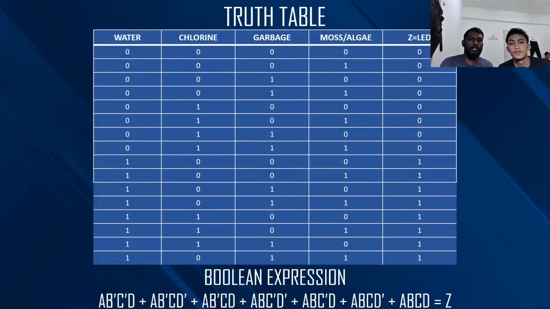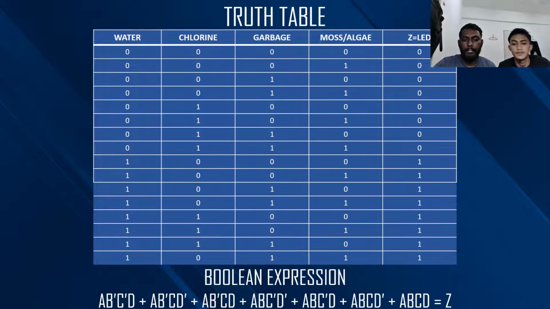So this is our truth table. We have 4 inputs, which is water, chlorine, garbage and algae, and the output is X, which is the alarm detector. So according to our project, the water will always be high, which is 1. So the alarm system will only detect the chlorine level, the garbage and also moss.